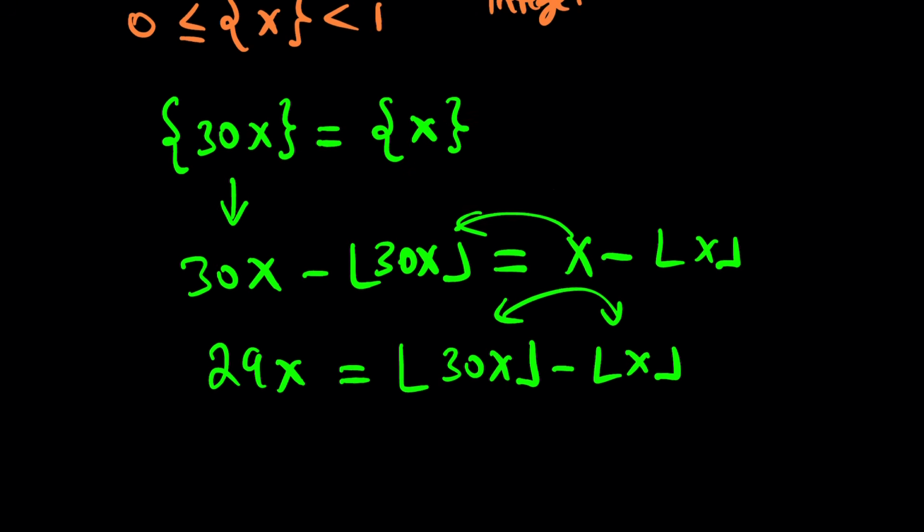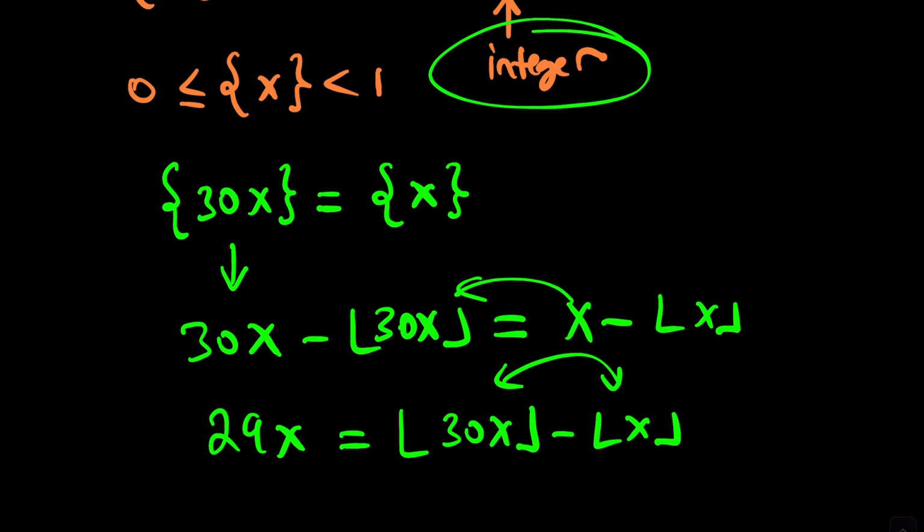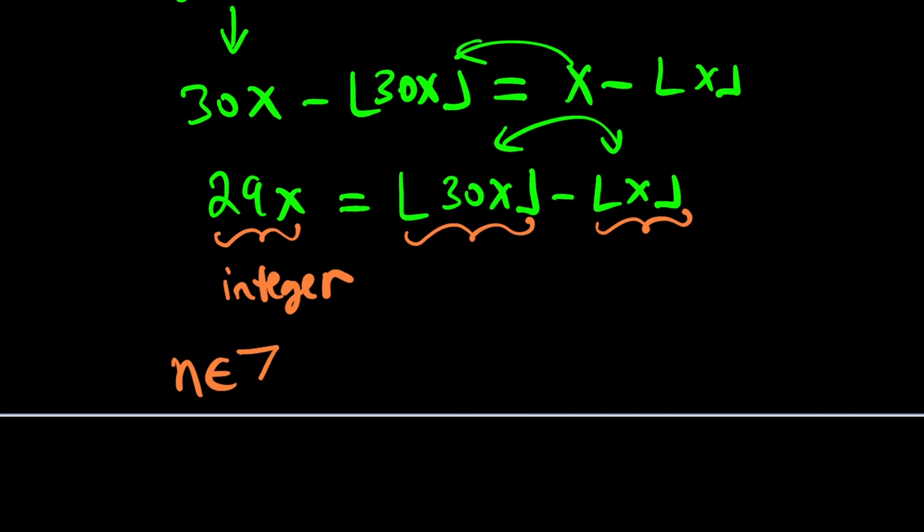Now, one thing that I told you about the floor value, what was that? It's always an integer. That's cool. That information is super helpful. Notice that this is an integer and this is an integer. So what do you know about the difference of two integers? That's also an integer. Great. Then 29x must be an integer, right? What's that supposed to mean? Well, if n is any integer, an element of Z, for Zahlen, then 29x is just going to be equal to an integer n.